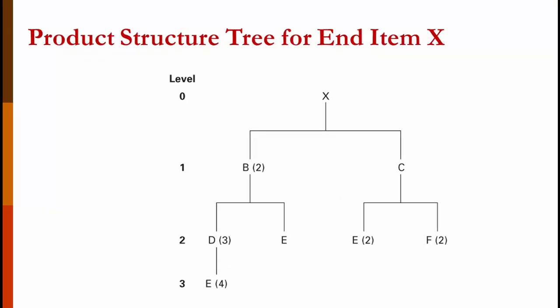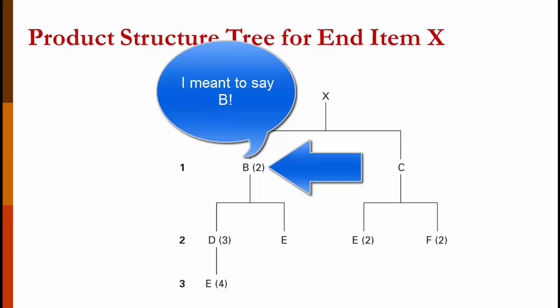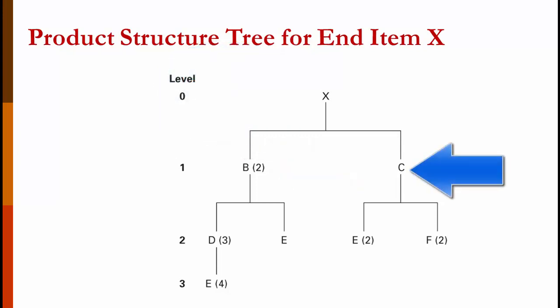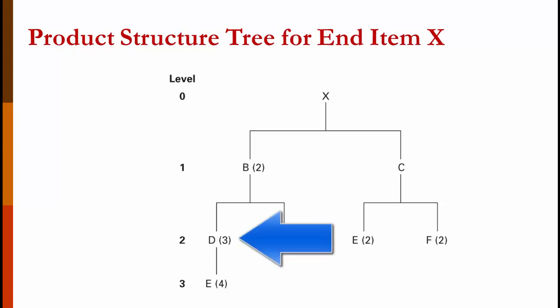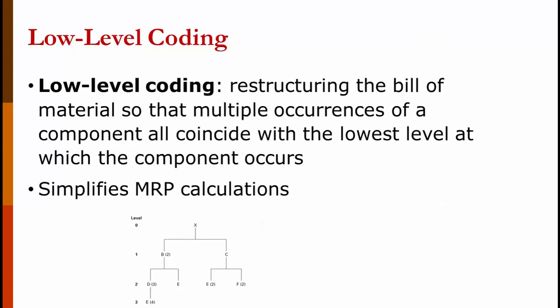Here you see a product structure tree for the end item X. X is the end item, so it's a level 0 item. Each X is made up of 2 B's and a C. An X is made up of 3 D's and an E. A C is made up of 2 E's and 2 F's. And a D is made up of 4 E's.